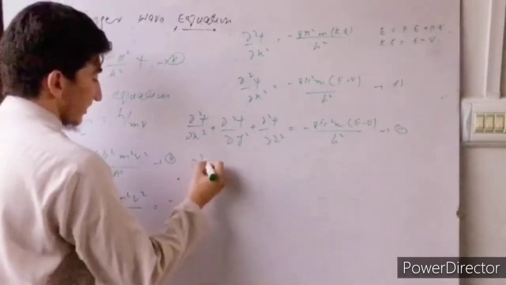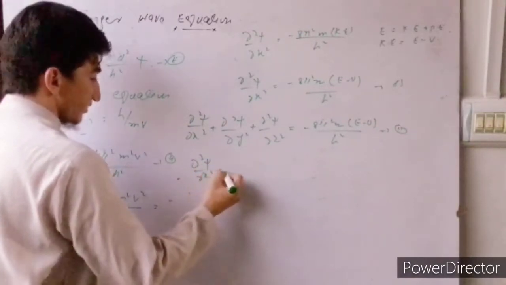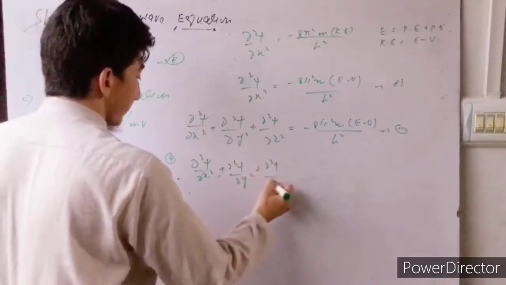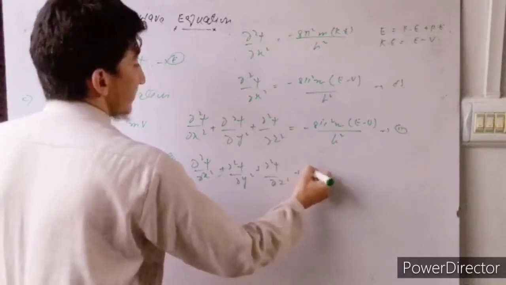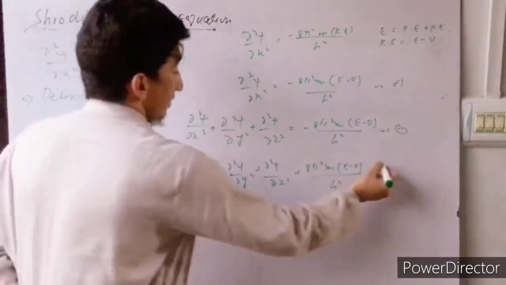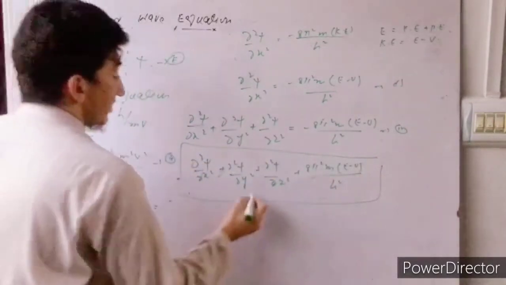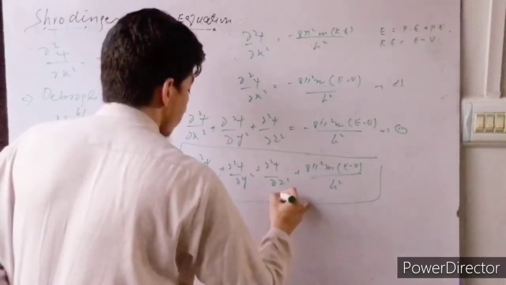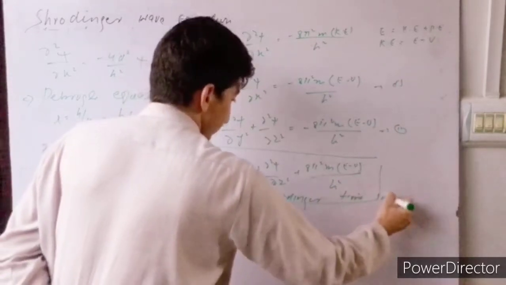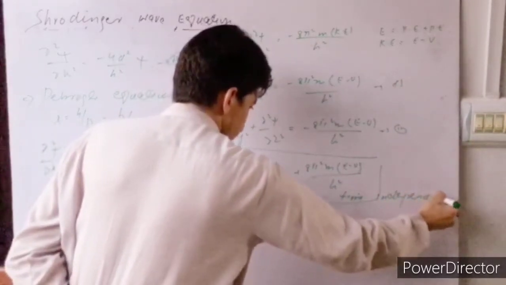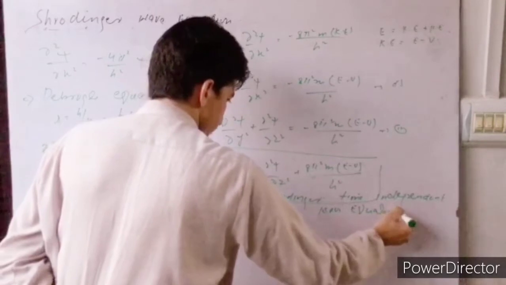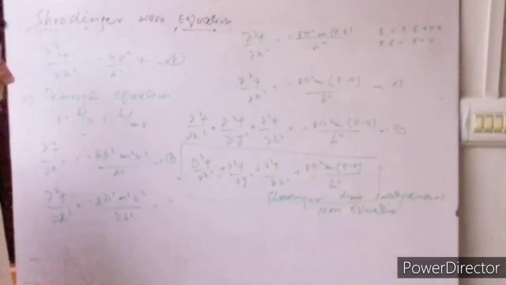This can be written as minus del square psi divided by del x square equals plus del square psi divided by del y square plus del square psi divided by del z square plus 8 pi square m into E minus V divided by h square. This is the final equation of the Schrodinger time independent wave equation. This is the Schrodinger time independent wave equation.